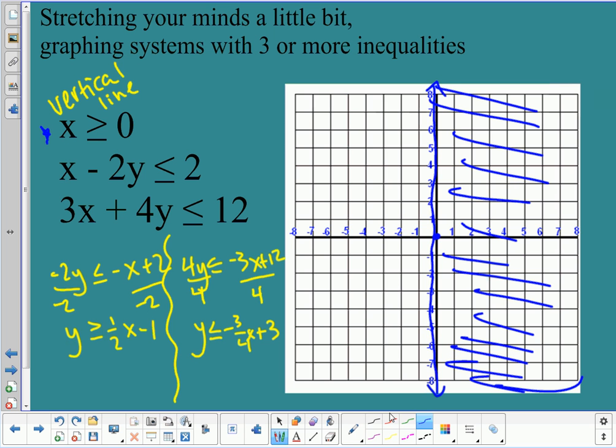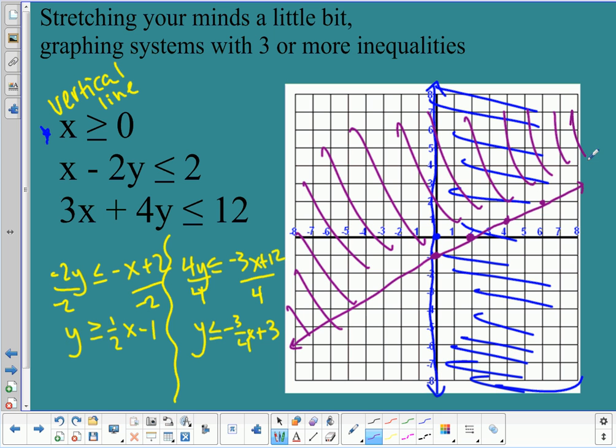The next one is a slope with a y-intercept of negative 1, and then I go up 1 over 2, up 1 over 2, up 1 over 2. This is a solid line that goes like this. And then I want to shade up because I want greater than.